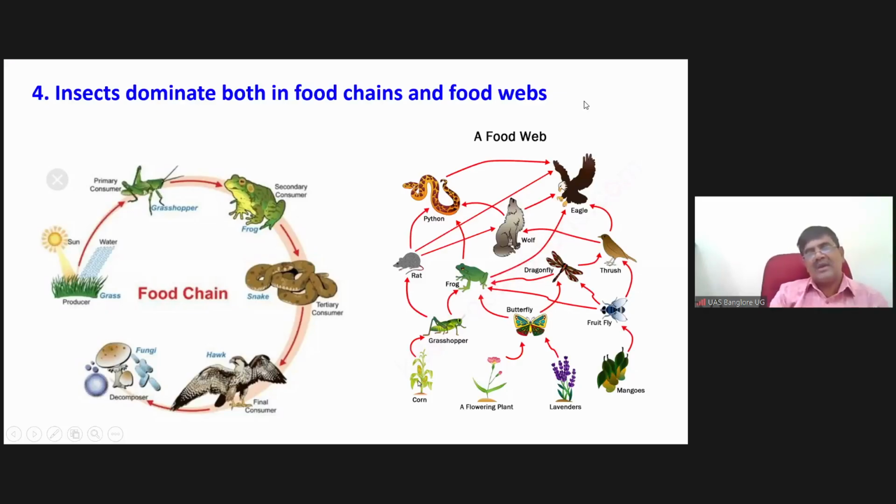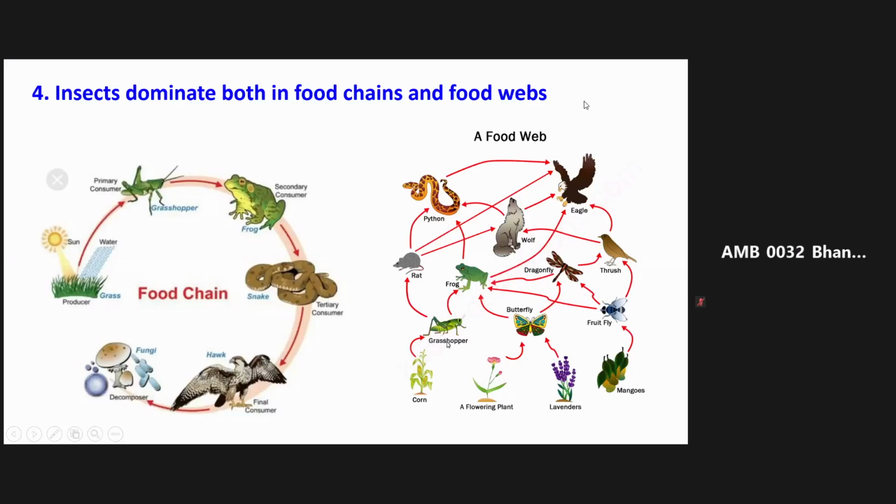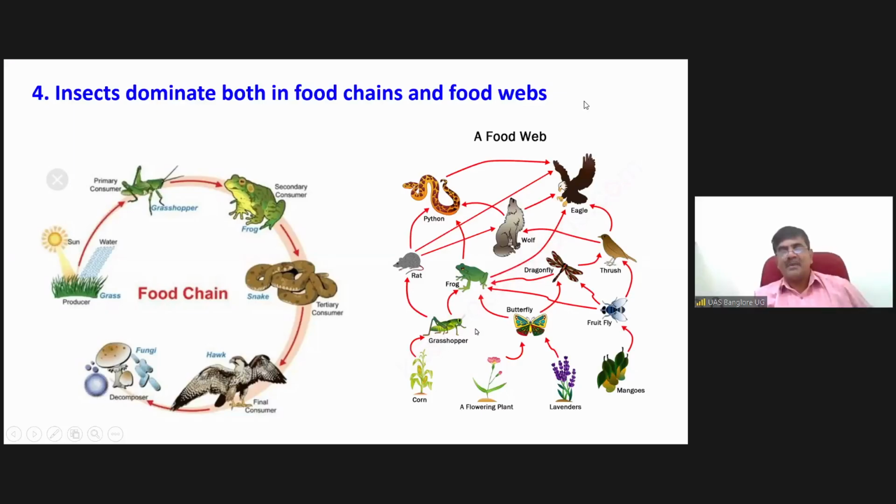Here, at the bottommost level, you have producer plants. The photosynthetic plants that are producers come at the bottommost level. These plants are fed by insects like grasshoppers, butterflies, or fruit flies. So at the second level, we have phytophagous insects, which feed on photosynthetic plants. These phytophagous insects may be fed by predator insects, or by predaceous birds, frogs, or rats.